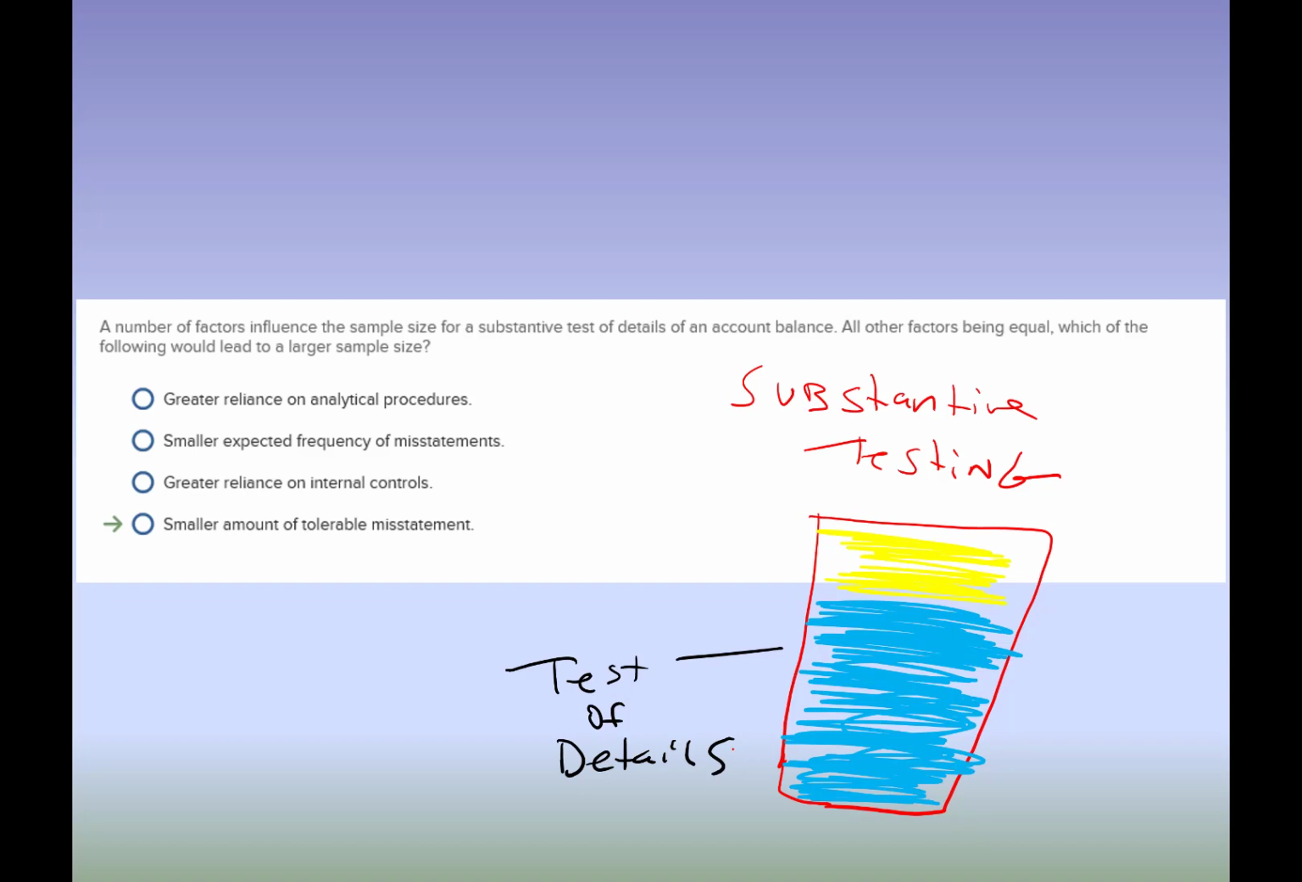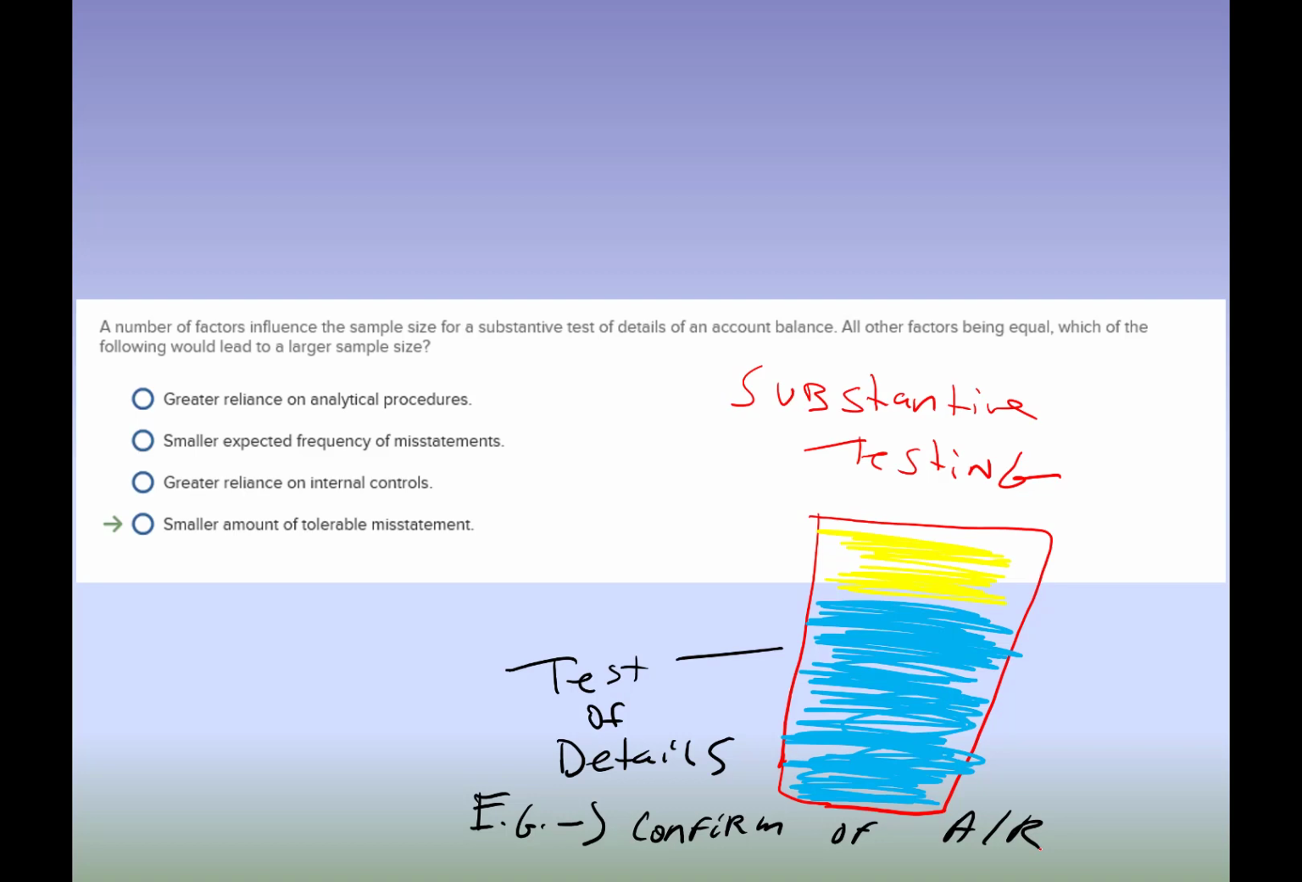Now, what happens? The blue here is going to represent our test of details. Test of details, classic example, e.g., is confirmation of accounts receivable. When we're talking about confirmation of accounts receivable, that's a test of details. That's sending out confirmation to our clients and customers and saying, do you owe $25,000? That's a detailed test.